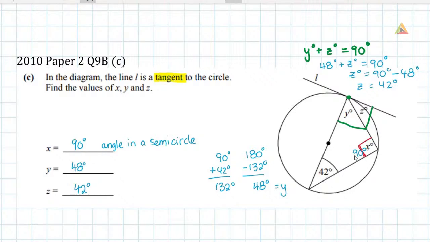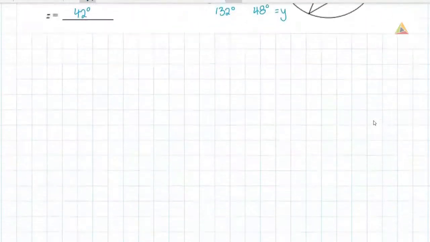And once we know two angles in a triangle, we can add them together and subtract from 180 to find the third, because the three angles in a triangle add up to 180 degrees. And that allowed us to then substitute and solve for Z. And we're going to be using something similar in the next question.